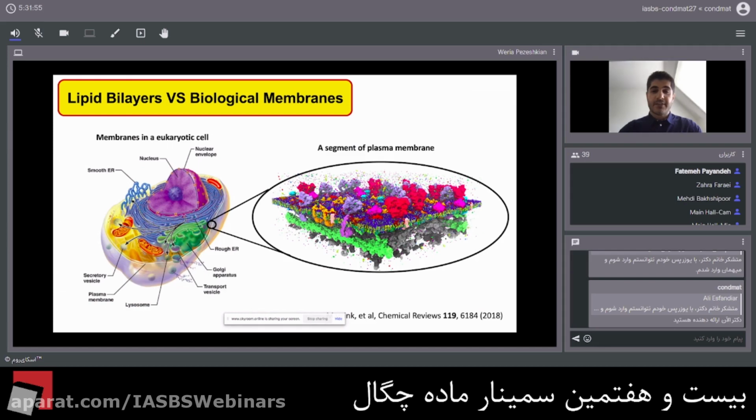Here is a segment of a plasma membrane obtained from a computer simulation. You can see that it is highly packed with membrane proteins. Although it is still a lipid bilayer, because the main components are lipids, the proteins really disturb this bilayer nature. They still share a lot of common features, but they are not the same. When I usually refer to biological membranes, I refer to something like this that has protein in it, while lipid bilayers are only made of lipids, but may be multi-component systems.